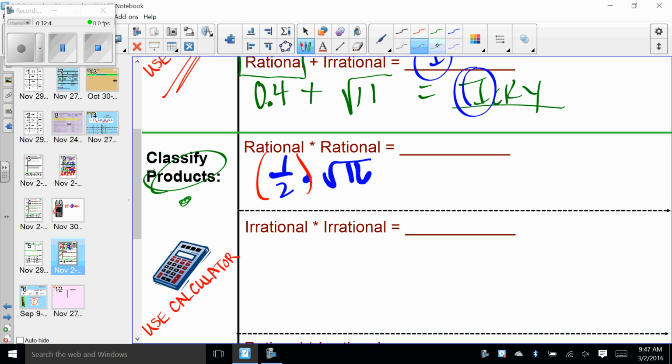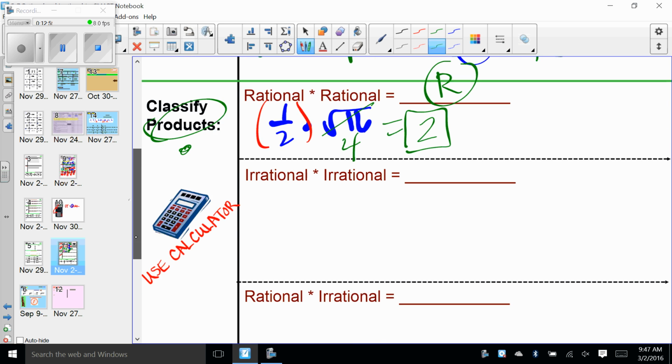Okay, so we end up having the square root of 16 is 4. When we type that out in your calculator, you would have gotten a 2, or through mental math. Is 2 considered a nice number in math? Yes, for sure it is. So when you multiply two rational numbers, you end up getting a rational. We're just confirming that using our calculator.